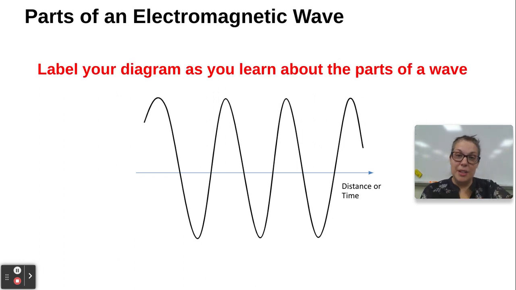So the diagram that you see below, we're going to talk about the different parts and properties of an electromagnetic wave. As we're going through and talking about it, I want you to be sure to label the wave on your notes paper so you can refer back to it in the future.